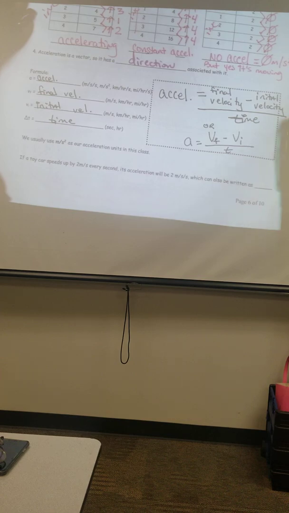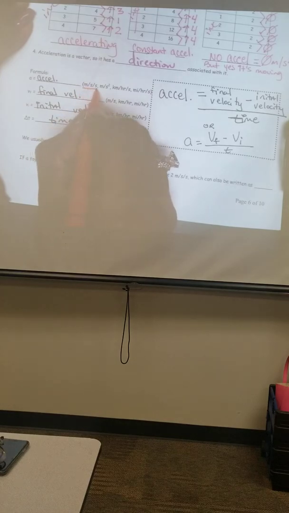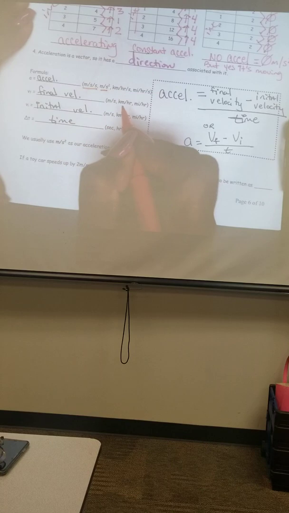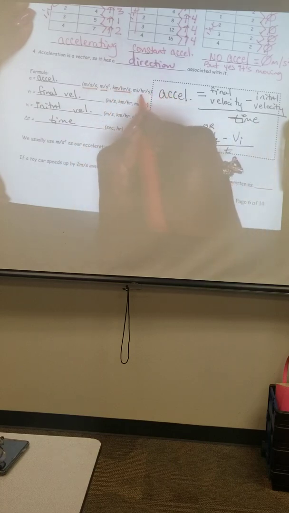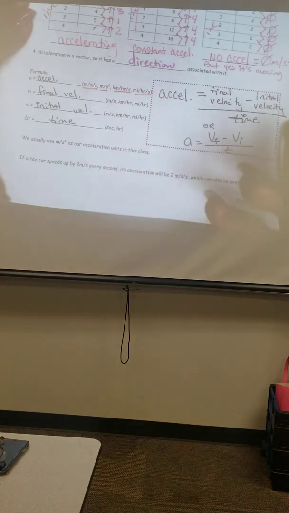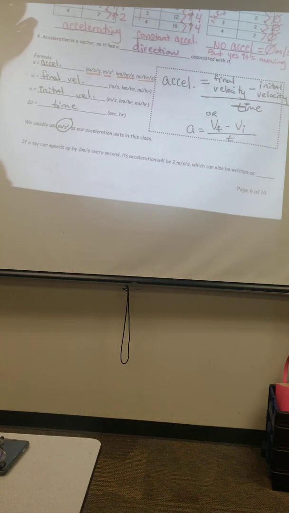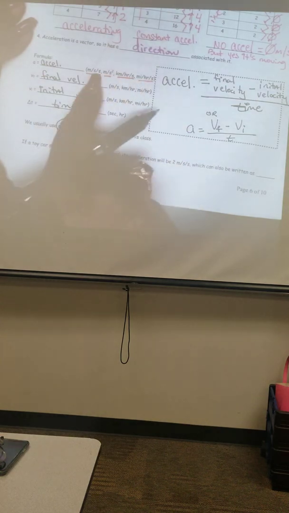The units, which are odd, are meters per second, which we abbreviate to meters per second squared. Or you can have a combination of kilometers per hour per second, miles per hour per second. You can have some pretty weird ones. But usually we use meters per second squared, especially in this class. But I'm not saying that those are not correct.